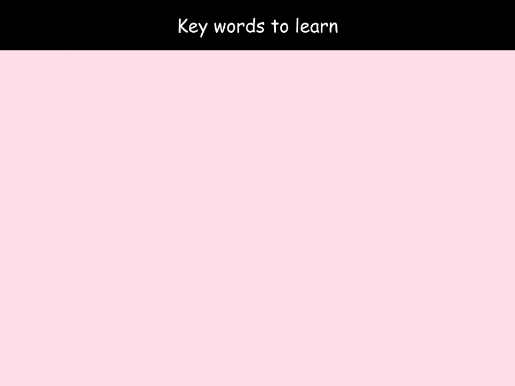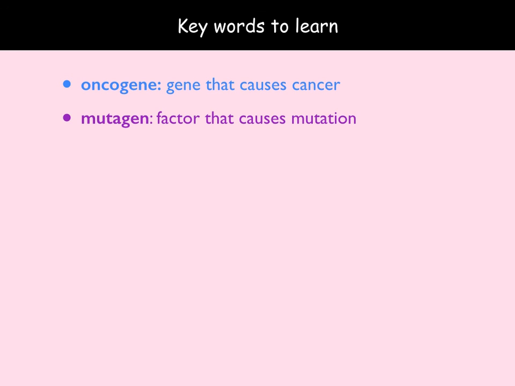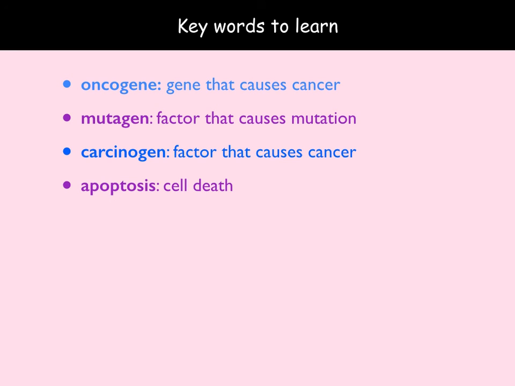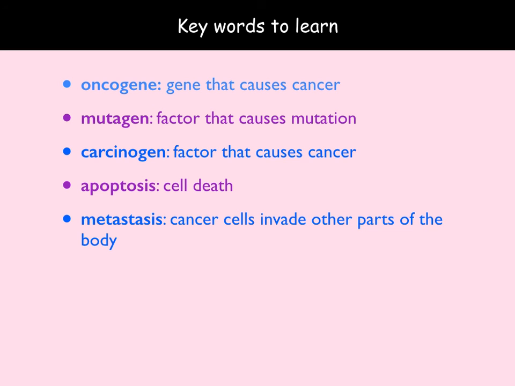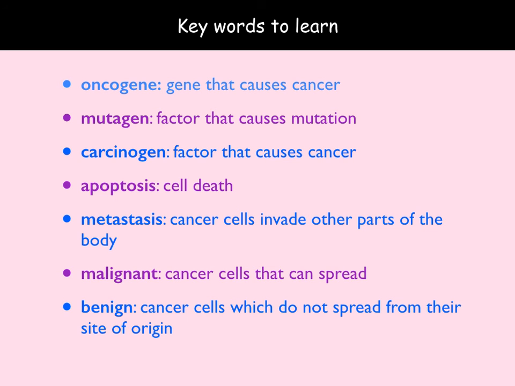Okay, we've come across quite a few keywords which you need to learn. Oncogene, which is a gene that causes cancer. Mutagen, which is a factor that causes mutation. And then carcinogen is a factor that causes cancer. Apoptosis, which means cell death. Metastasis, where cancer cells invade other parts of the body. Malignant, cancer cells that can spread. And then benign, cancer cells that do not spread from their site of origin.